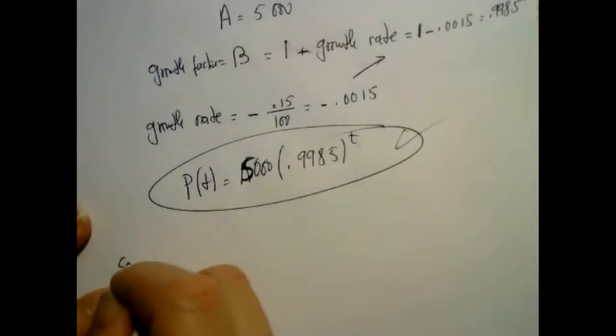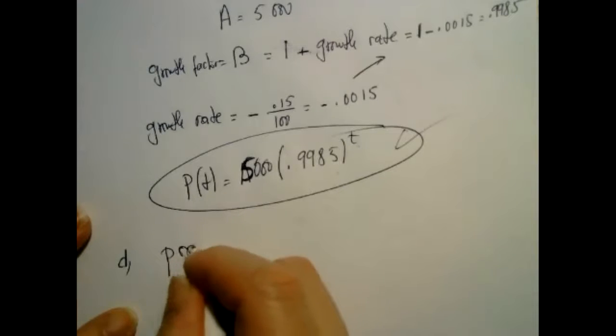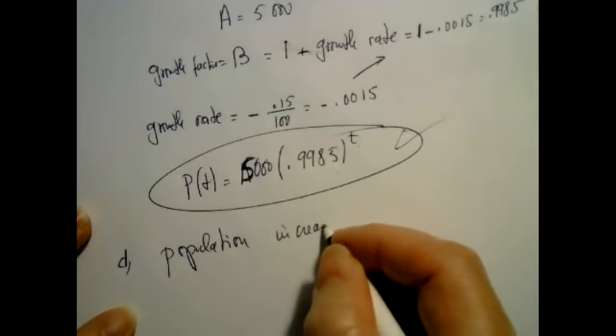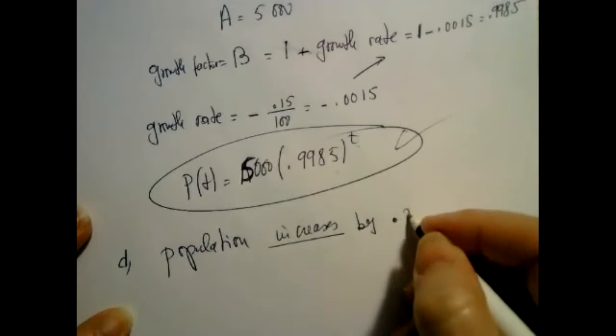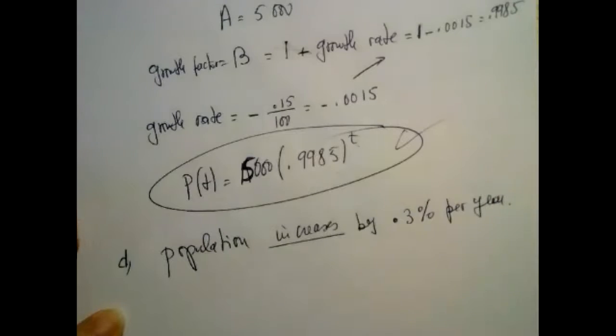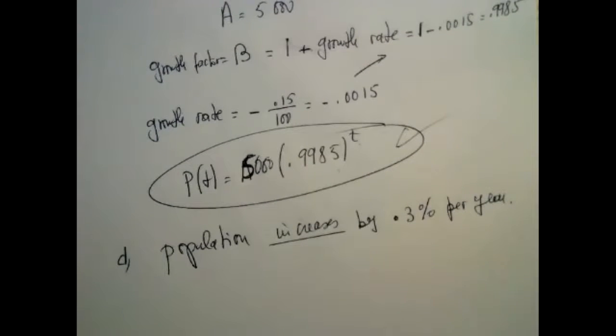Now let me look at C. Actually, I'm going to do D and then move on. The population increases, so we have a positive growth by 0.3% per year. The initial is always 5,000, increased by 0.3. Give me a formula. And please, I want more than one to give me a formula, or I will start choosing.